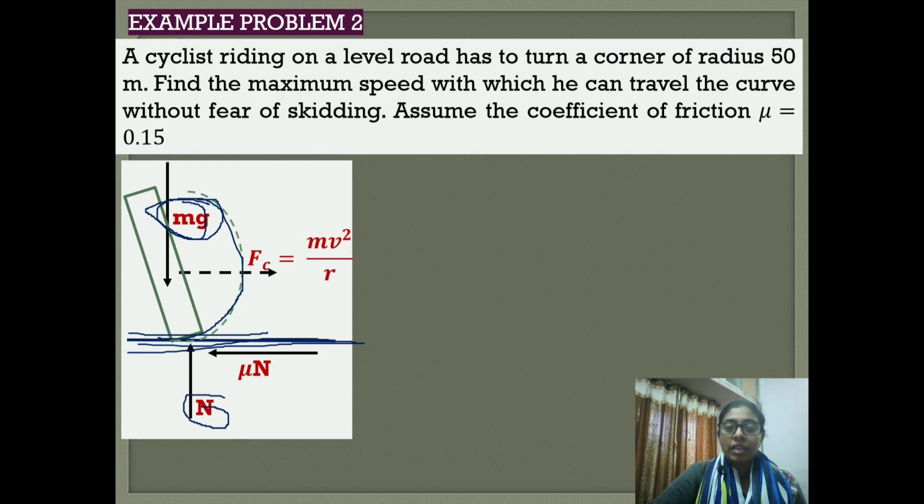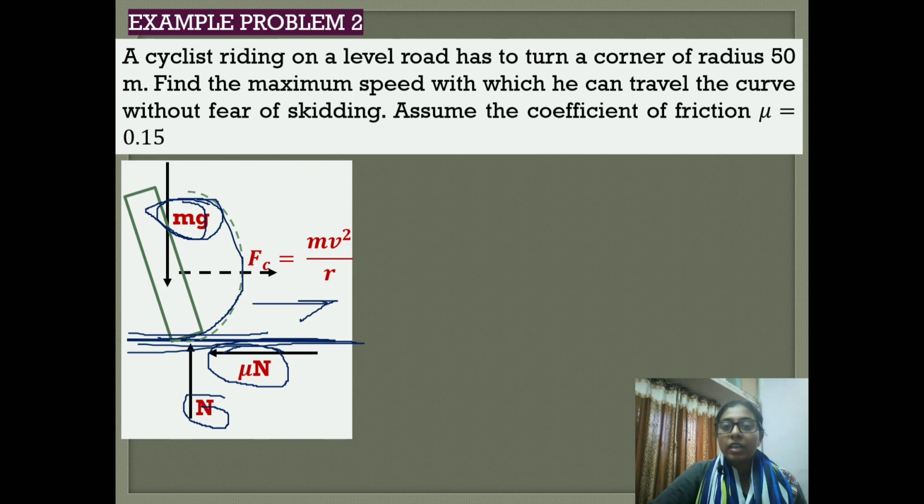Now, the frictional force will be mu into N. The frictional force will act in the direction opposite to that of movement. So we will consider the movement of the cycle to be in the rightward direction. So the frictional force is taken towards the leftward direction.